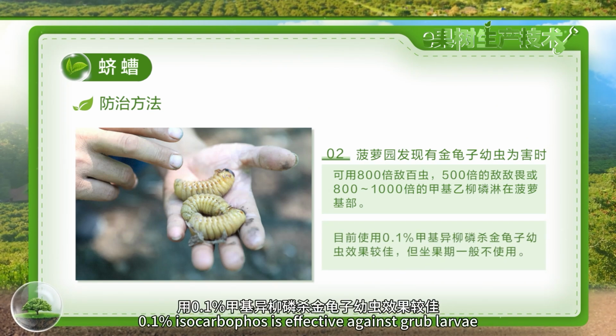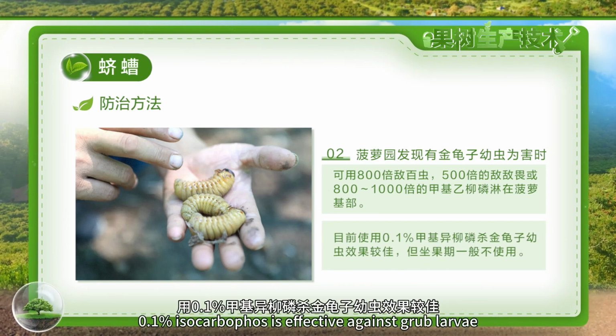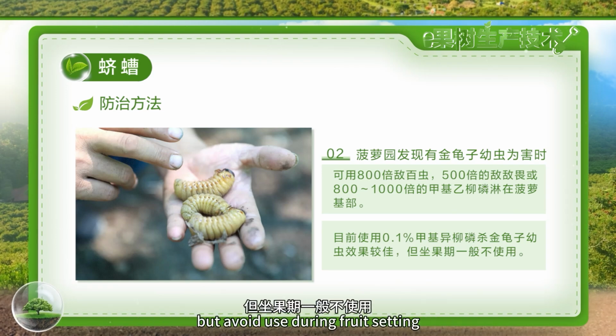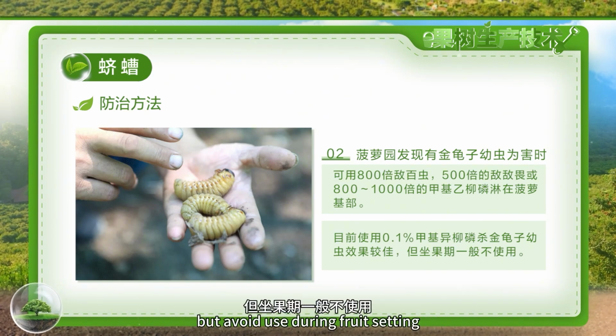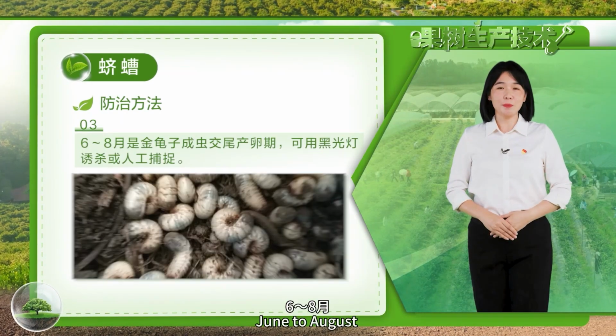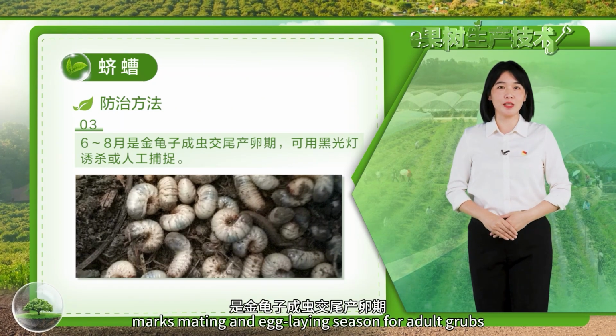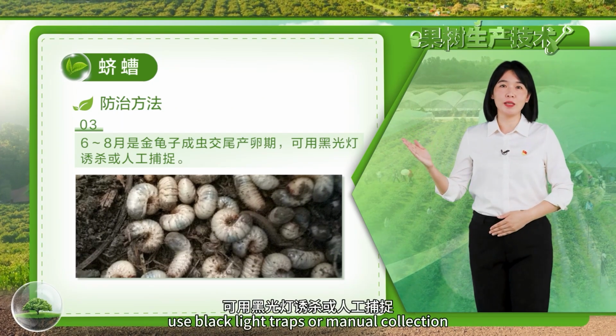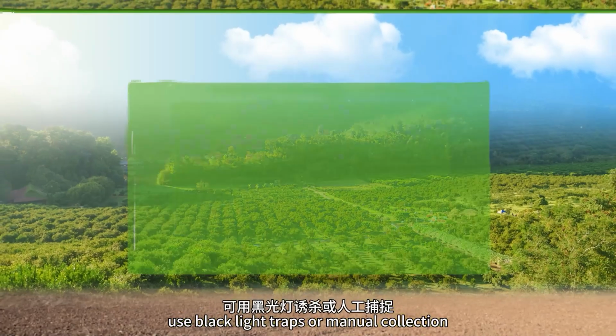Currently, 0.1% isocarbophos is effective against grub larvae, but avoid use during fruit setting. 3. June to August marks the mating and egg-laying season for adult grubs. Use black light traps or manual collection.